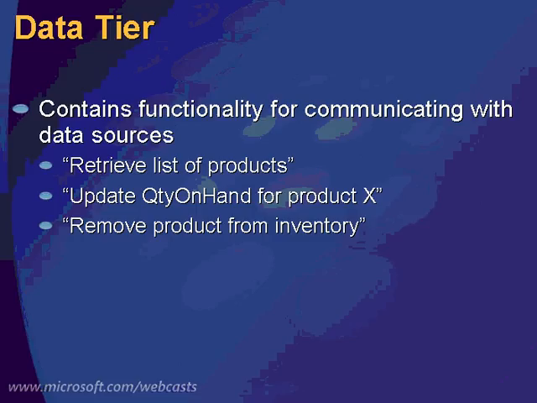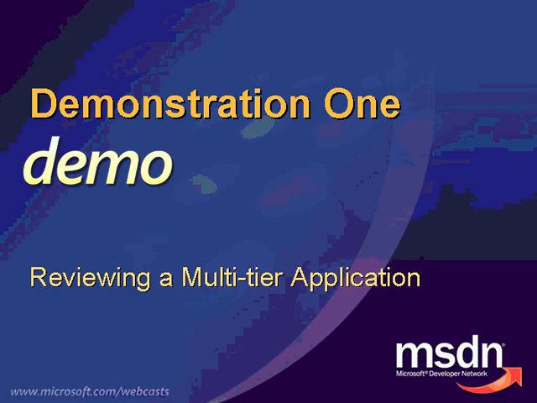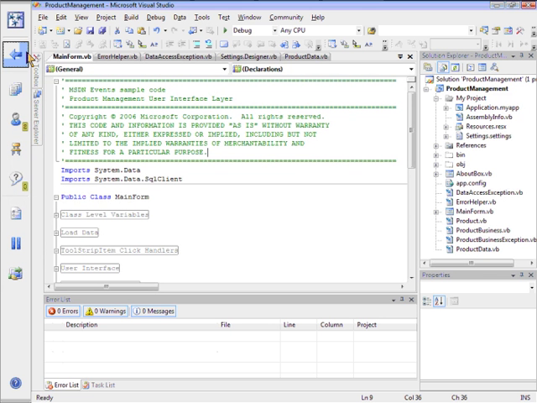So, for instance, retrieving a list of products, updating the quantity on hand for product X, removing the product from inventory. These are just some examples of functionality you may implement within the data tier of your application. All right, so hopefully now everyone's got a good understanding of what we're talking about when we say dividing functionality into multiple tiers within our application. So let's actually go ahead and take a look at a sample three-tier application and what its different components are, so we can learn a little bit more about building a multi-tier application here.